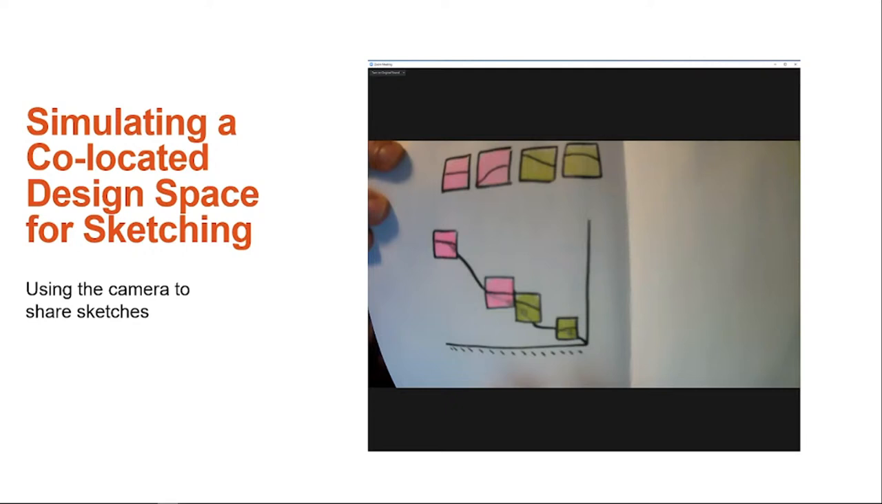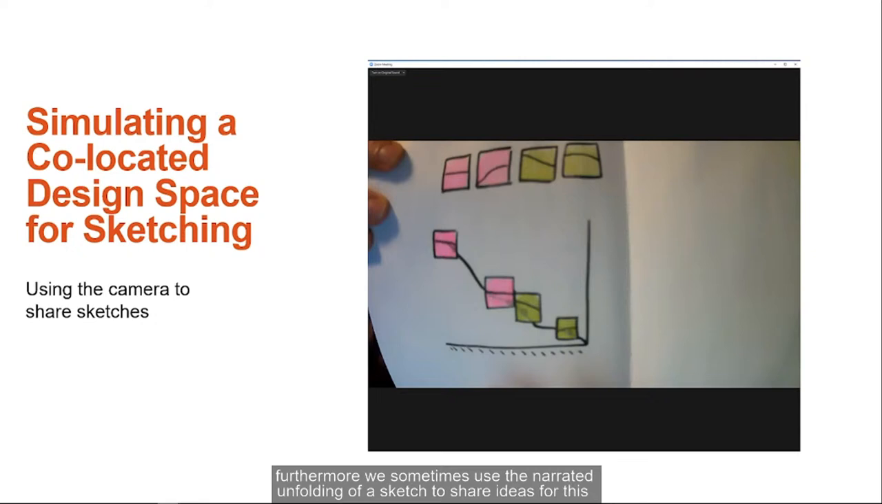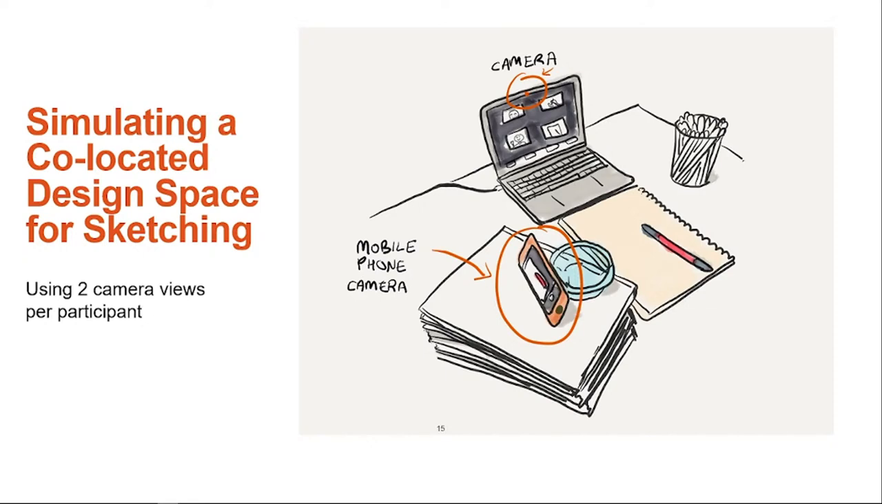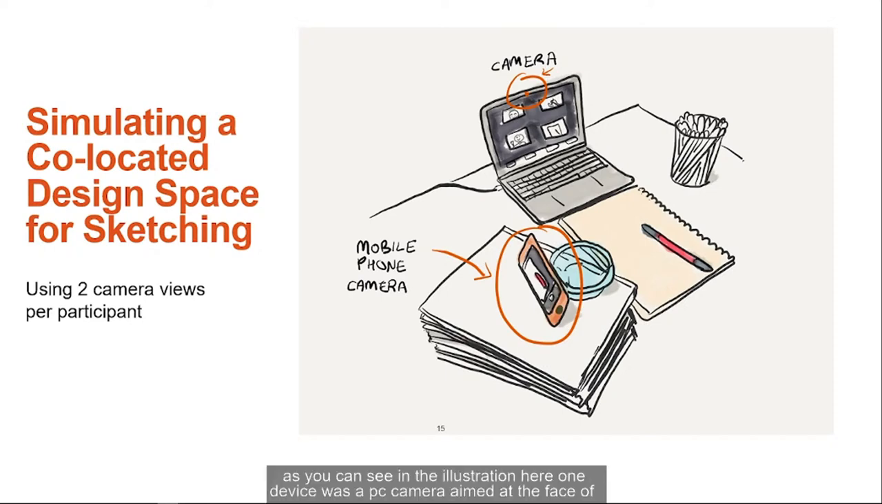For this, two of our team members experimented with a setup of two cameras per person during a Zoom meeting. This setup included signing into the meeting twice with two separate devices. As you can see in the illustration here, one device was a PC camera aimed at the face of each participant, and a second device was a phone camera that was directed on their paper and pen. Though it was awkward to find a suitable angle and stabilize the phone, this enabled the two members to see each other's facial expressions, gestures, and gaze along with a view of real-time sketching. This method allowed the conversation to be held concurrently with a view of sketching practice as it was unfolding within the discussion.